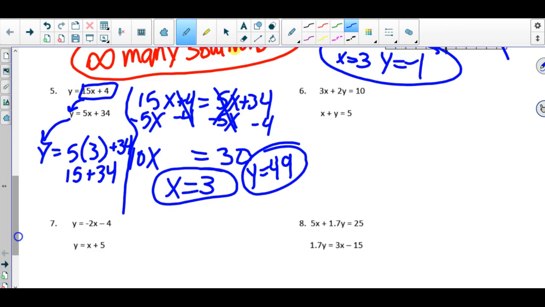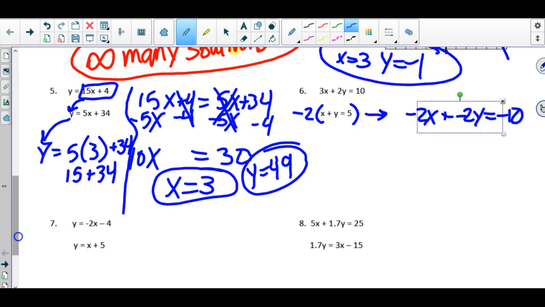Number 6. I'm trying to decide which way to do this. Really, all 3 ways would work here. I'm going to go with elimination. I want to try to make the y's match up here, so I need 2y on the bottom. I'm going to multiply by -2, so that I have positive 2y up top and -2y down bottom. That gives me -2x plus -2y equals -10. Here, the top one stays 3x plus 2y equals 10.